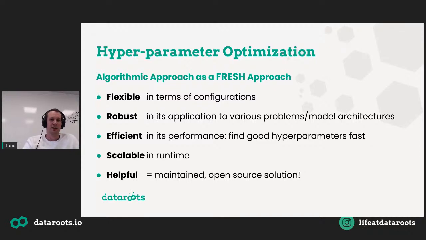Also, you want it to be efficient in its performance. You want to find good hyperparameters quickly, very fast. And you want to find good hyperparameters, not just a fast one that ends up somewhere in a sub-optimum. You want to have a very performant algorithm. It should also be scalable in runtime. So you want to distribute it across computing nodes to make it much faster.